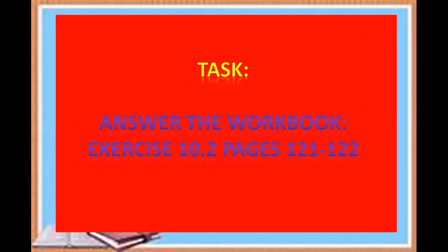All right. So in that case, since you have understood how to create a box plot, we will now go to the interpretation of our box plot. Now get your workbook and open to page 121.